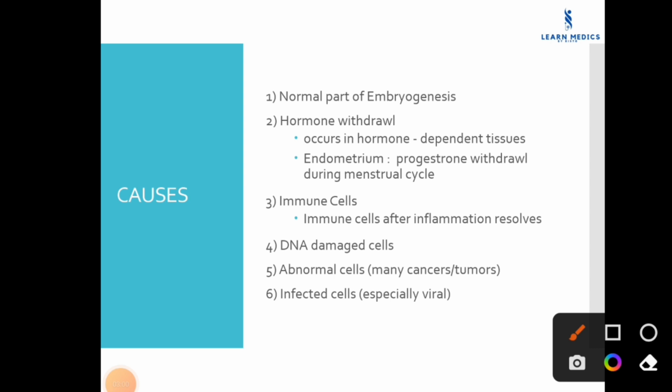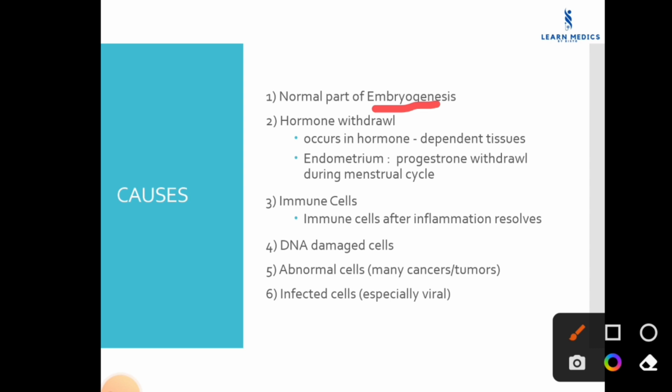Basic causes of apoptosis. Initially, it is a normal part of embryogenesis. There are many structures present in the embryo which do not persist into adulthood or childhood. So those structures undergo apoptosis, and the cell dies itself in an orderly and programmed way.